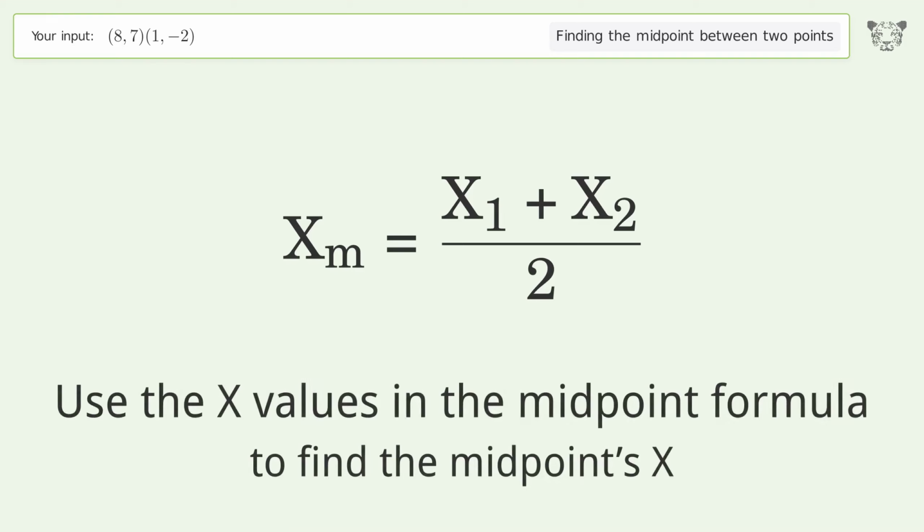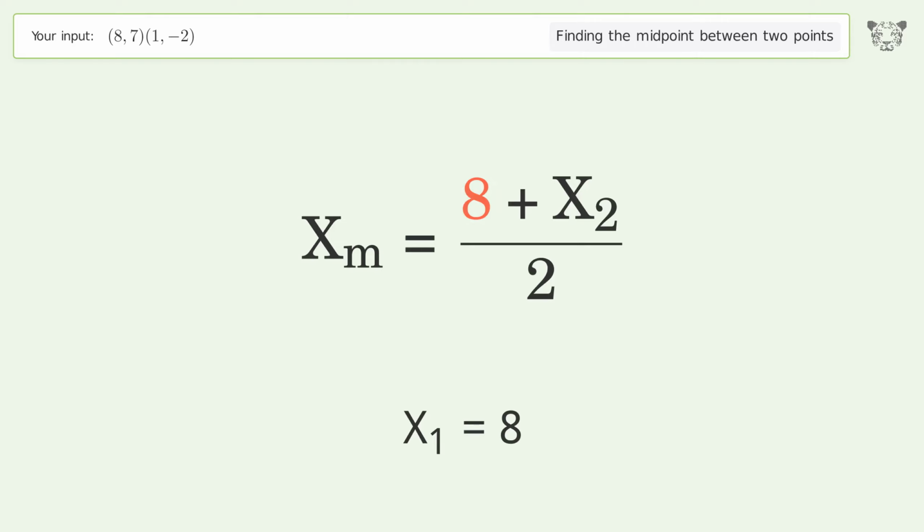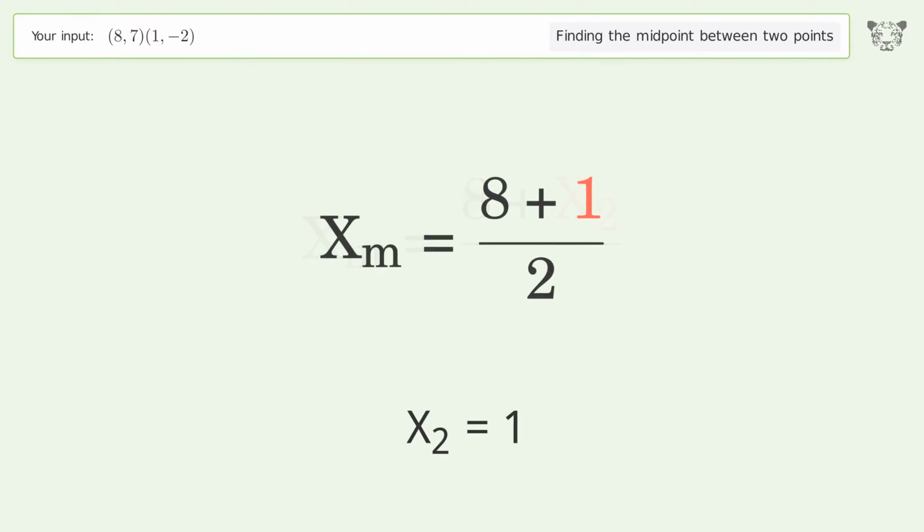Use the x values in the midpoint formula to find the midpoints x. x1 equals 8. x2 equals 1. Simplify the arithmetic.